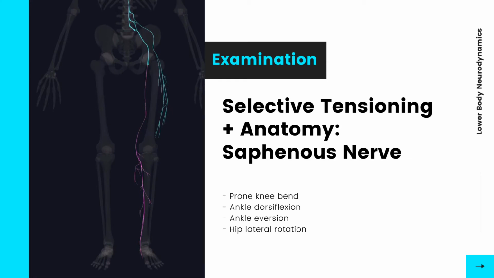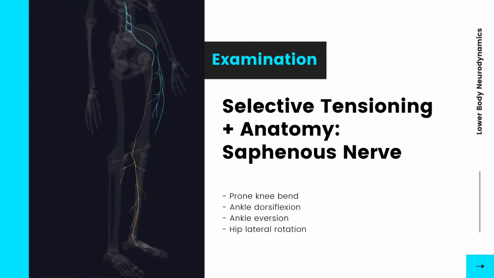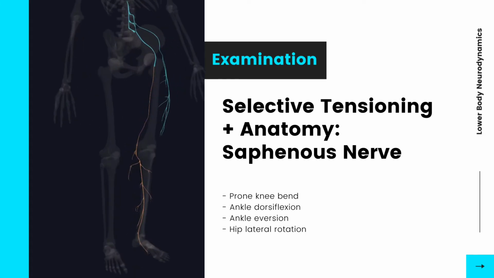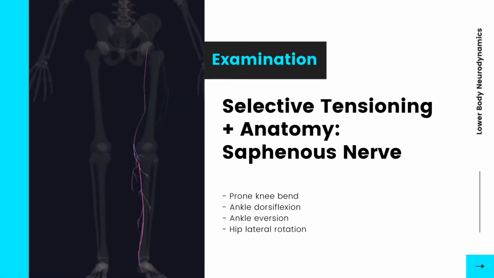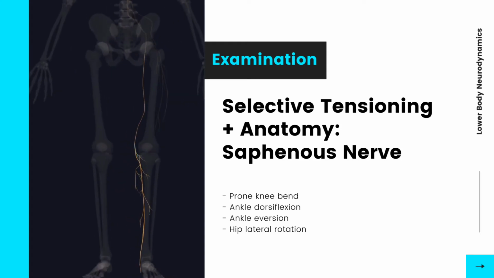The saphenous nerve sits anterior to the hip joint and posterior to the knee joint, thus requiring extension at both joints, as well as the fact that this nerve lies medially along the lower leg. Thus, abduction and eversion are important components of tensioning this nerve.